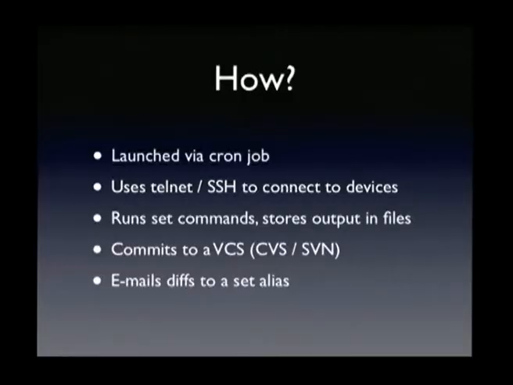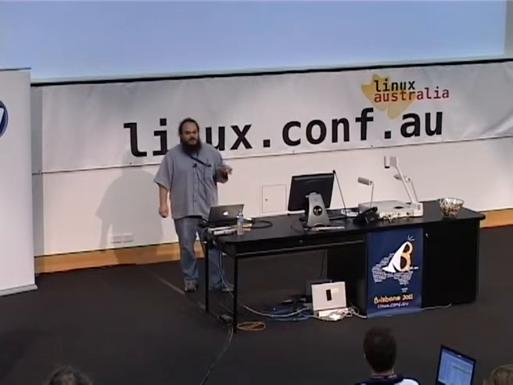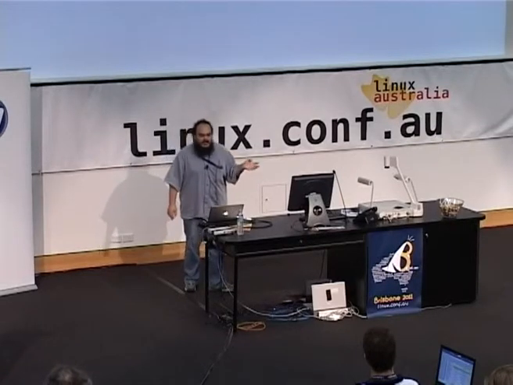So what it does: launch via cron job, it uses something called C login, where the C is replaced by J or N or X type things for other manufacturers, to log in via telnet or SSH to devices and act as a sort of semi-abstraction layer for commands. You give it a little set of commands, it'll run them and come back to you. It runs the commands, stores the output in files, and then commits them to a VCS. By default, that's CVS. It can be Subversion. Someone's probably got a patch for Git out there. And then it emails diffs to an alias.